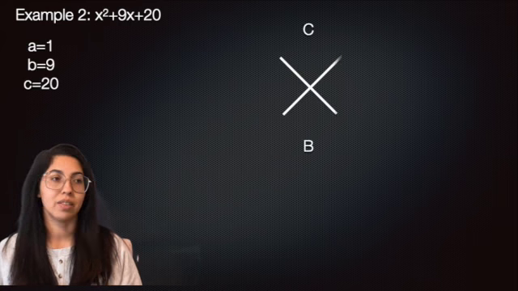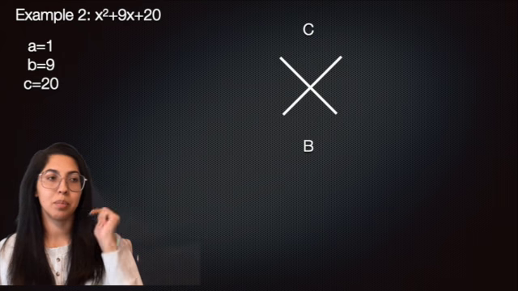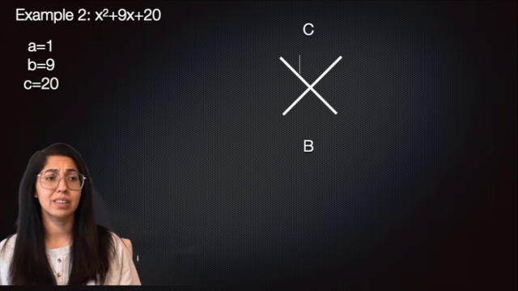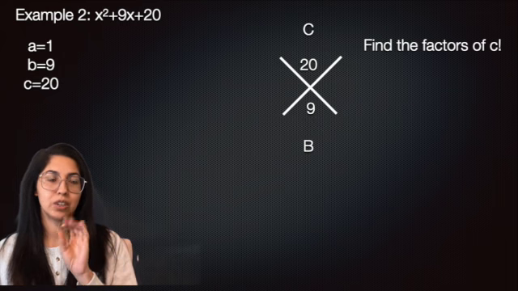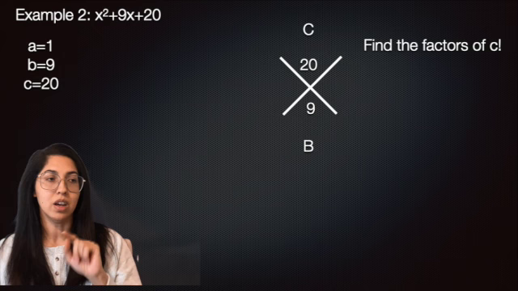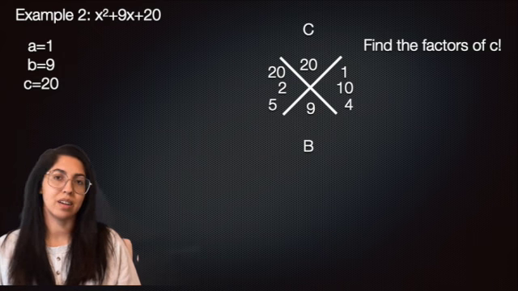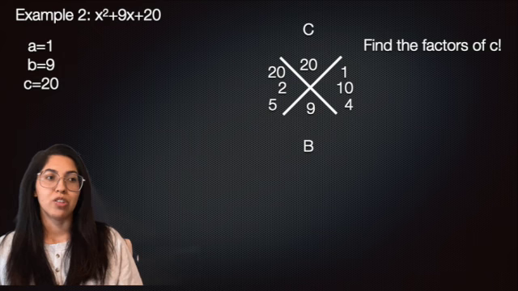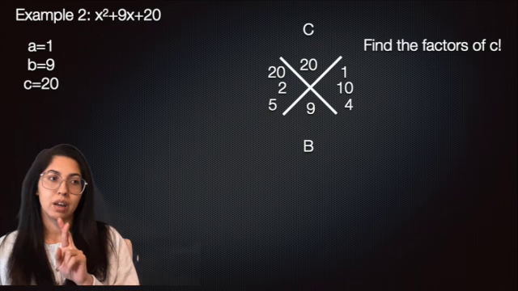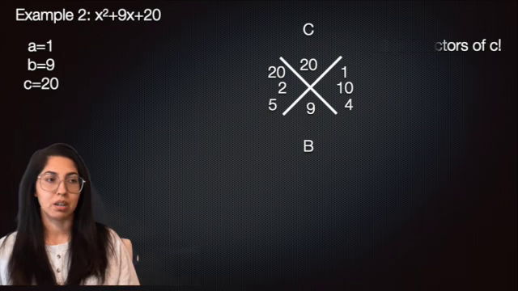Let's go ahead and draw out this x, C on top, B on bottom. C is 20, B is 9. So I am looking for the factors of C. So I'm looking for the factors of 20. So I know 20 times 1 is a factor. I know 2 times 10 is a factor. And I know 5 times 4 is a factor. And that's it. So which two numbers can I add to give me 9?